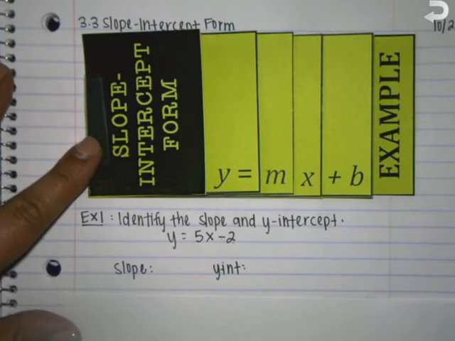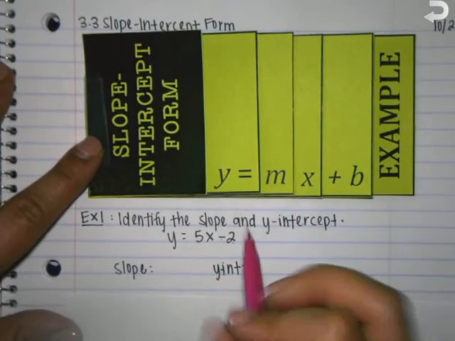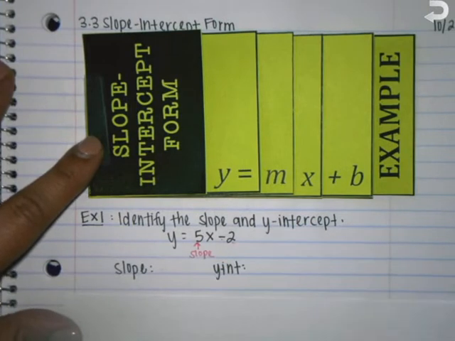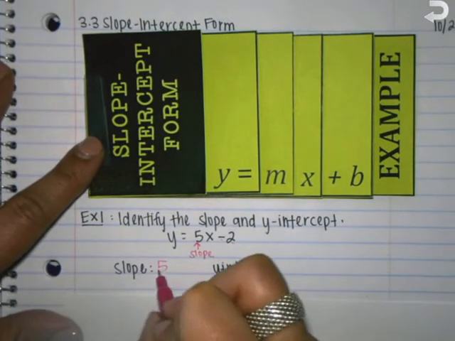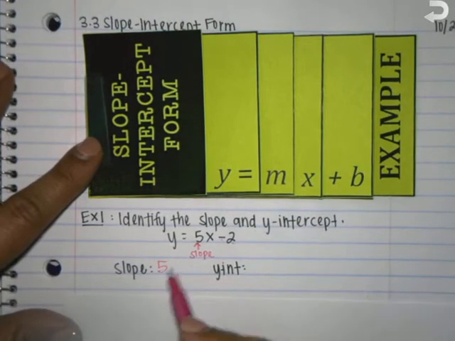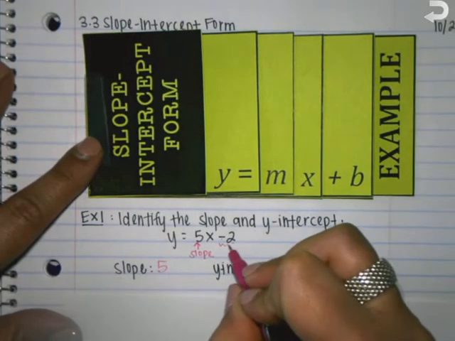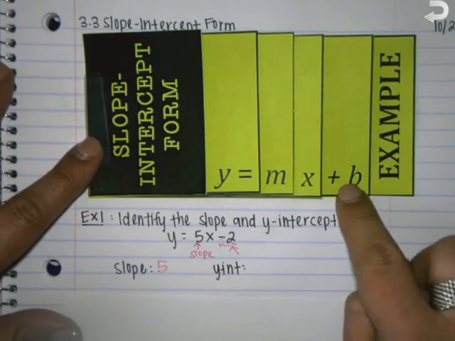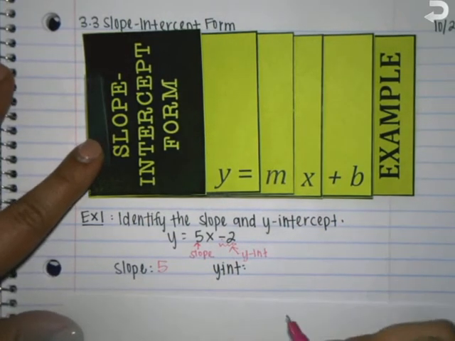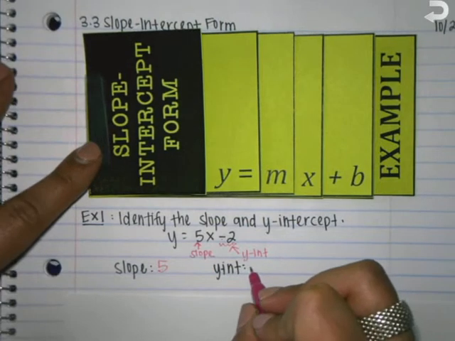So we're just going to identify the parts. My m is my slope, which is the number right in front of x. So my slope is what? 5. Just the 5. It's not 5x. X is your x coordinate, so it is not part of the slope. This number right here is negative 2. That's where my b is, so that's my y-intercept. But it's negative, so my y-intercept is negative 2.